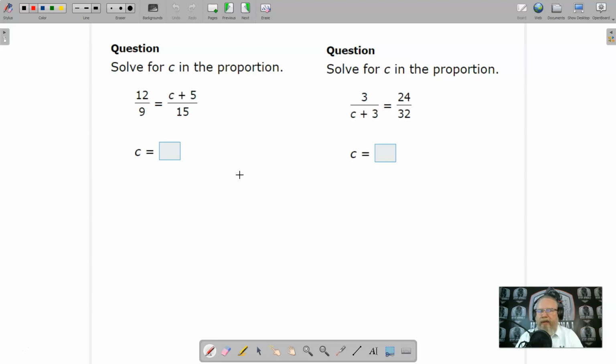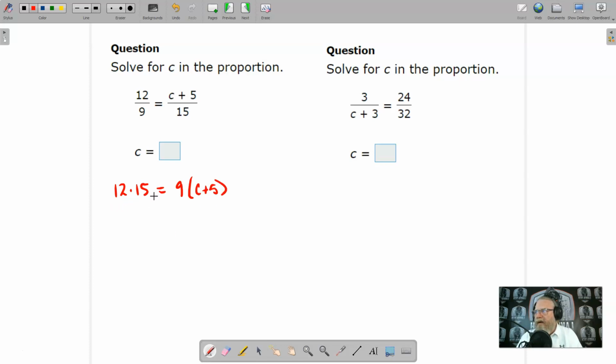All right, now we get a little tricky. Now we're getting expressions for a numerator or a denominator. There's a couple ways we could approach this, and we'll look at both of those, okay? So we could first do the product of our extremes. So let's do 12 times 15, and then set that equal to the product of our means. So this is 9 times the quantity of c plus 5.